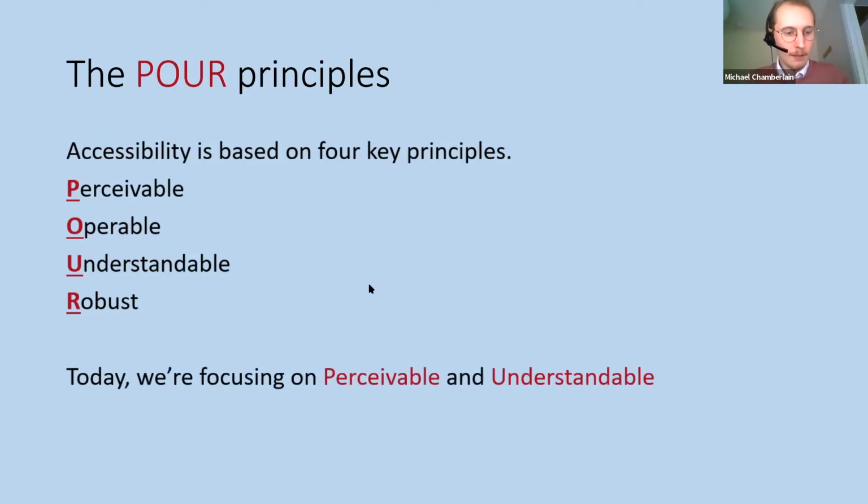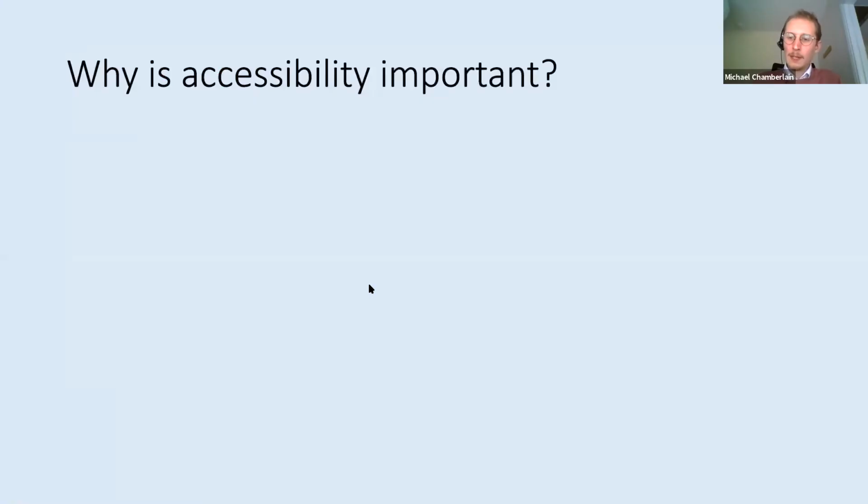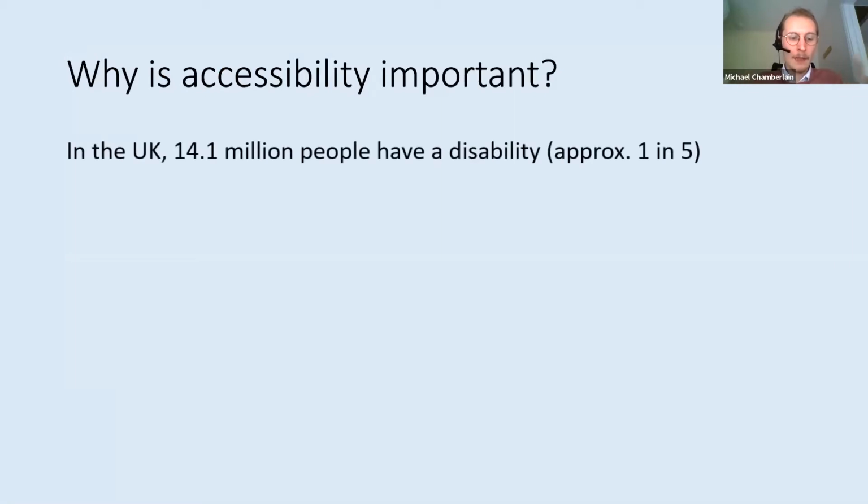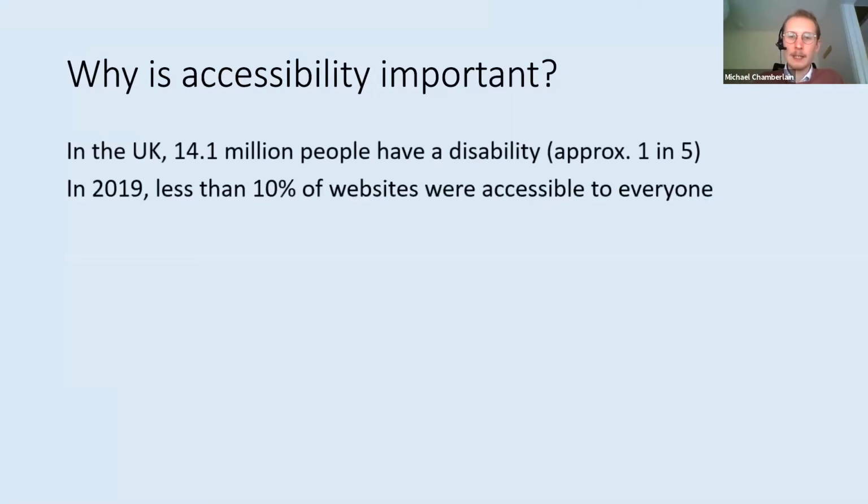Right, yes. So now we've thought about what accessibility is and what accessibility is made of, we'll have a think about why it's important. So I've got a couple of statistics about disability in the UK, which have appeared on the screen already. The first is that in the UK, 14.1 million people have a disability. So that's about 1 in 5 people. And this next statistic is from Scope's Big Hack, and that's in 2019, less than 10% of websites were accessible to everybody.